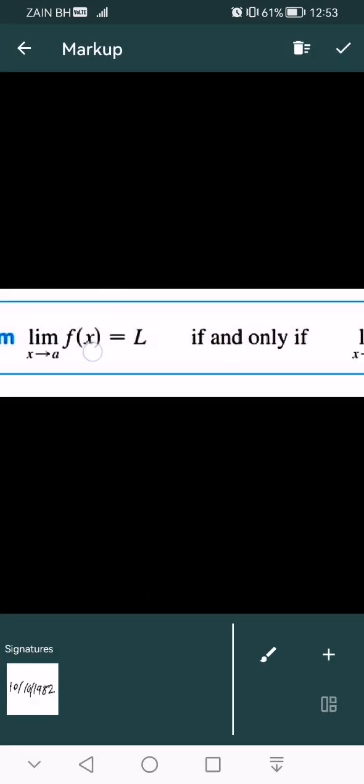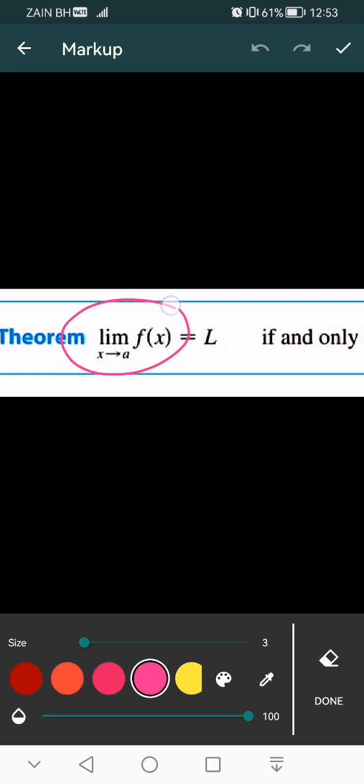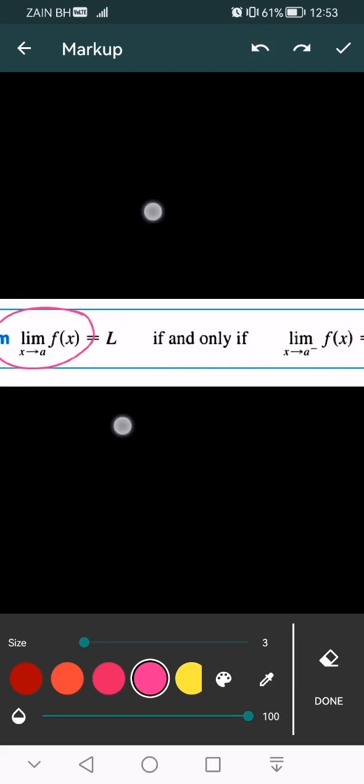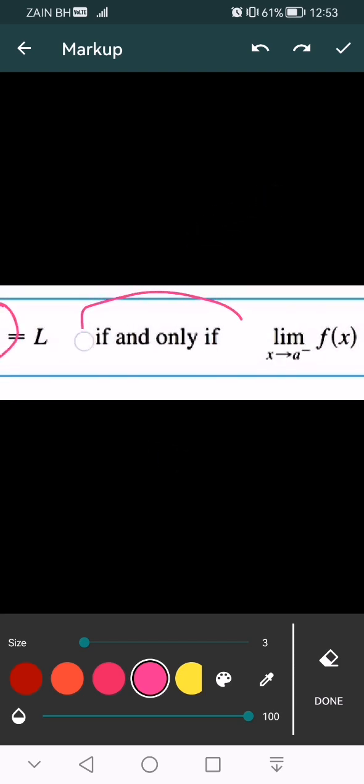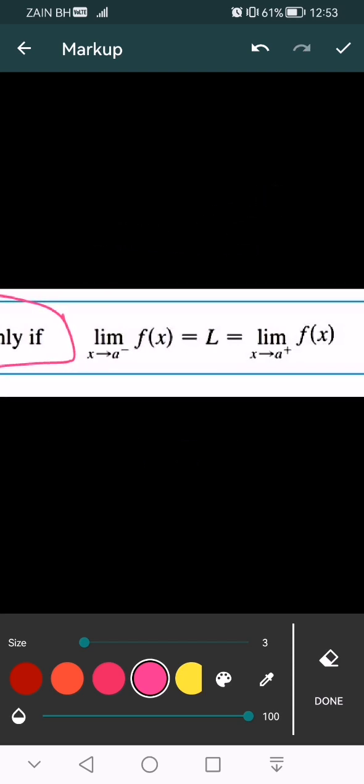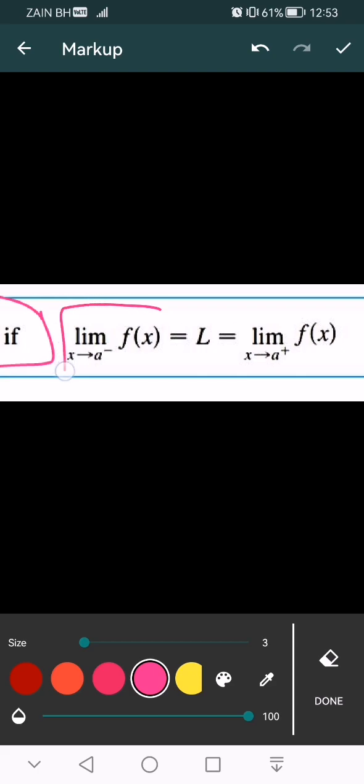The limit of f of x as x goes to a is equal to L if and only if, from the book, the limit as x goes to a from the left side is equal to the limit as x goes to a from the right side.